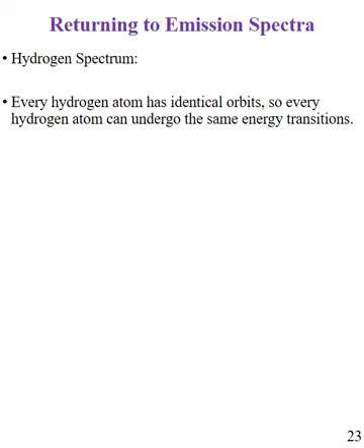Returning to the emission spectra. So let's say we're going to look at hydrogen. Every hydrogen atom has identical orbits. So every hydrogen atom can undergo the same energy transitions. Okay, so let's say you have a hydrogen atom.